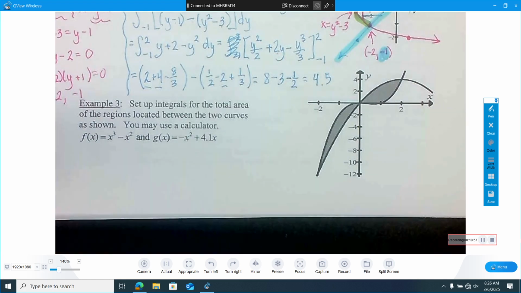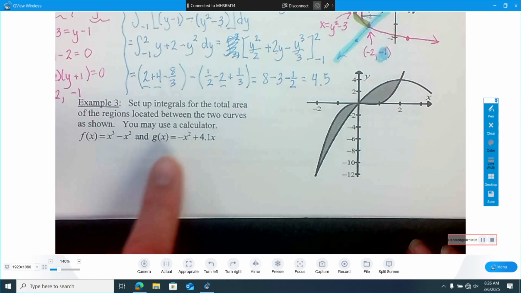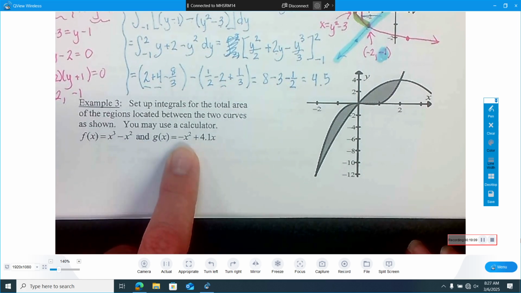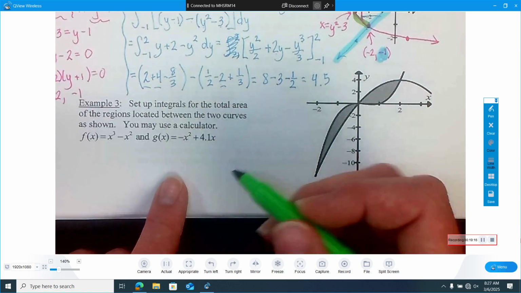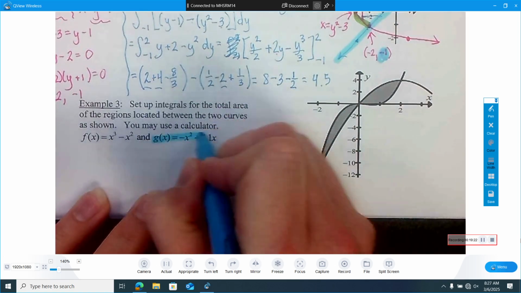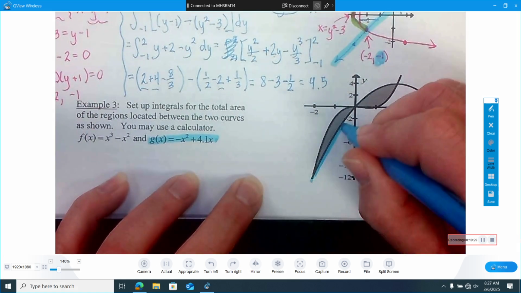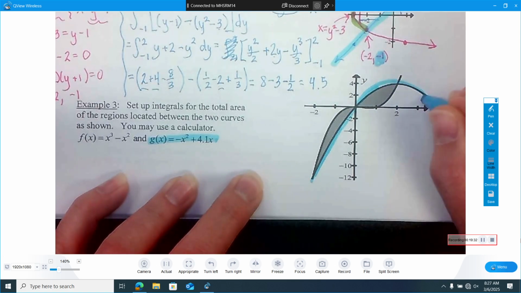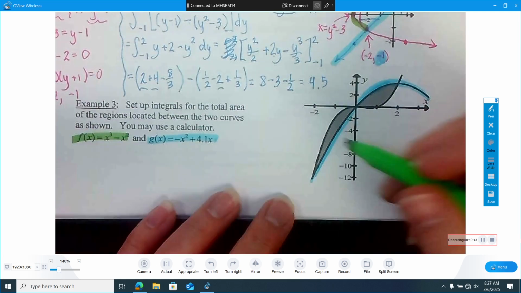So first I want to figure out which curve is which here. f of x is x cubed minus x squared, and g of x is negative x squared plus 4.1x. Because I'm more familiar with x squareds, this is my g curve, a parabola, and so I know it would be this parabola shape. I'm highlighting that so I can see it really clearly. There's that parabola shape, which means the cubic must be the other one.